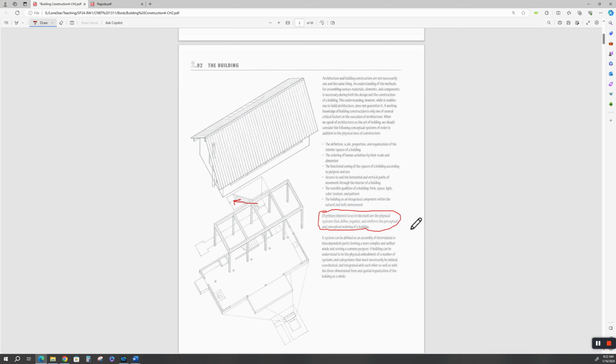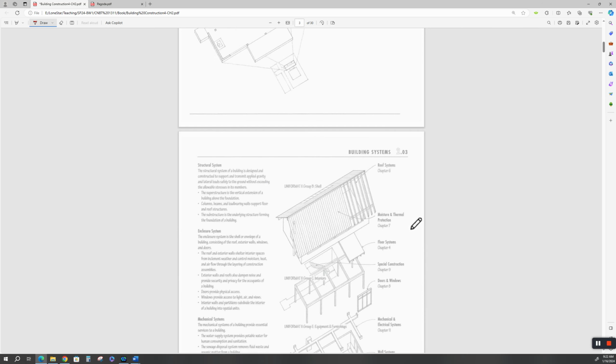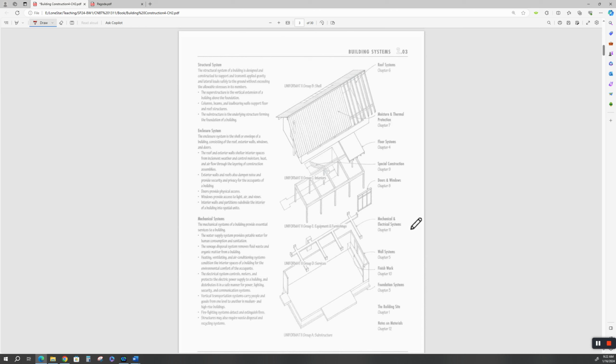So, of course, all this we expect you to read. This is kind of the menu of where these systems are. Okay. Roof systems in chapter 6, moisture and thermal is in chapter 7. We'll talk about the perfect wall and perfect roof. I'll be giving you videos to watch. Floor systems is in chapter 4. Special construction is in chapter 9. Doors and windows are in chapter 8. Mechanical and electrical systems are in chapter 11.